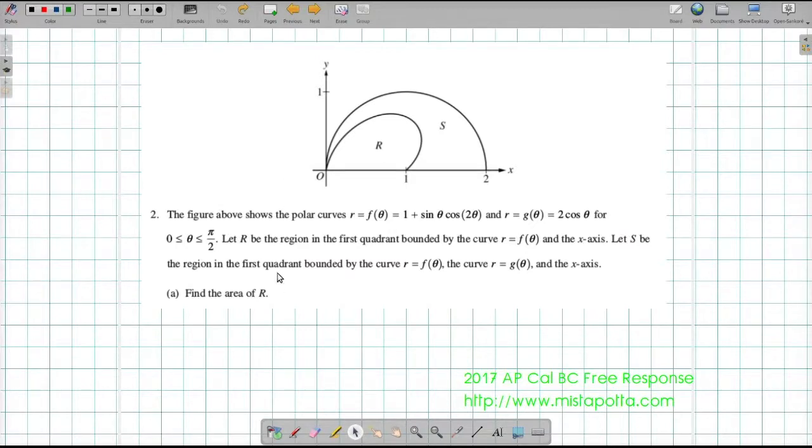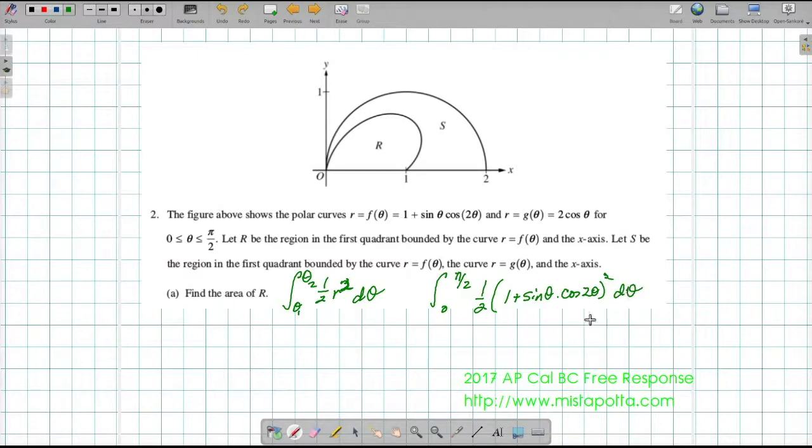And the first thing they're asking for is to find the area of R. Remember that if I want the area of a polar graph, then what I'm really looking for is the integral from theta 1 to theta 2 of 1/2 r squared d theta. So for us, this is going to be the integral from 0 to pi over 2 of 1/2 times r, which in this case is 1 plus the sine of theta times the cosine of 2 theta, squared d theta.